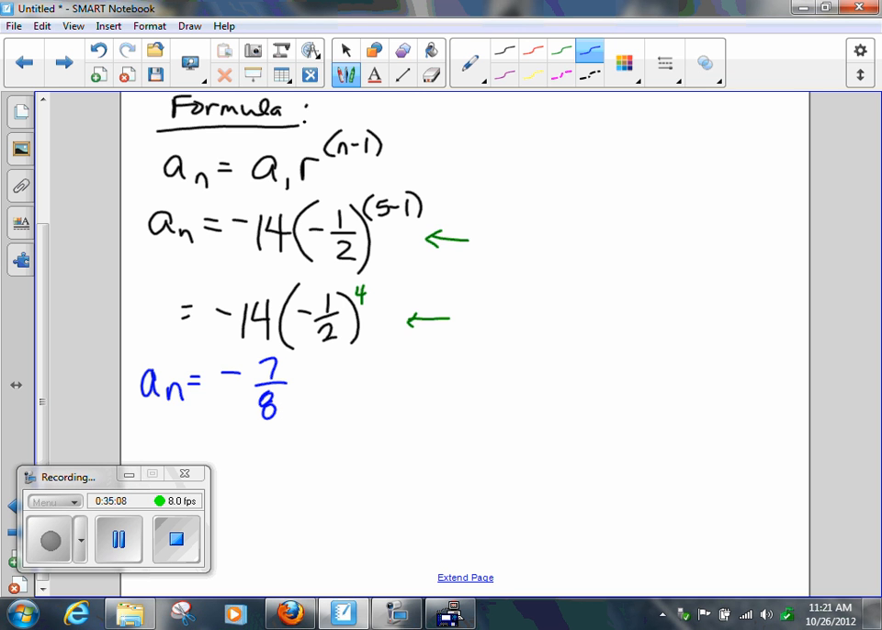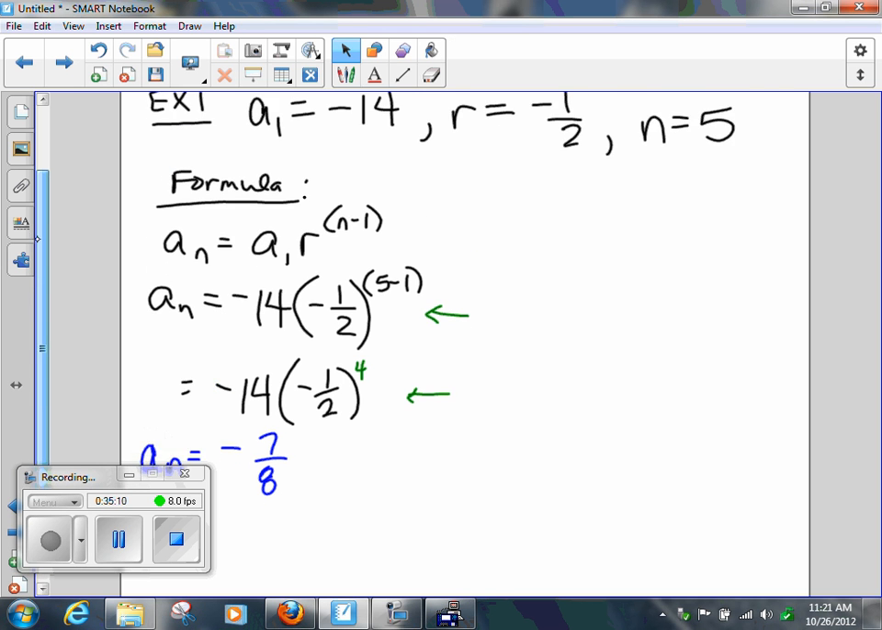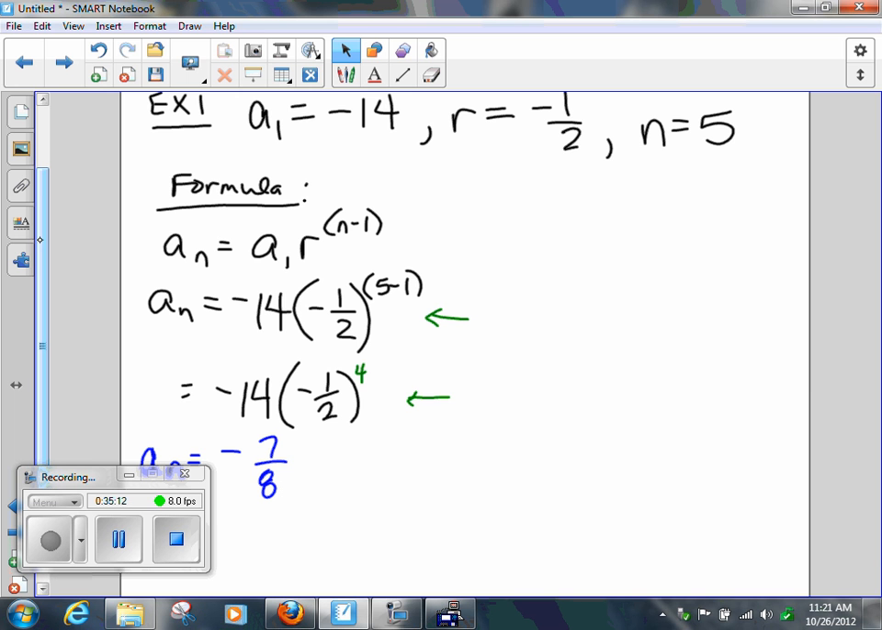Okay, let's look where we started. We started at negative 14. Our ratio was a little number. Did we get to a little number? Yes, so at least we know we're going in the right direction. Do you guys agree with that?